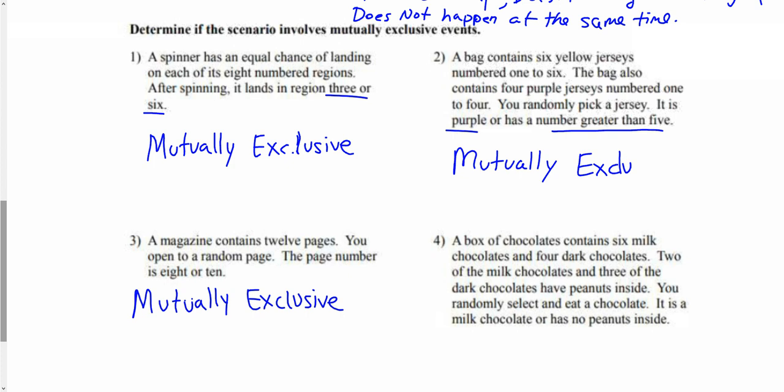So it's a weird concept because it seems backwards. You would think that if you answered no, it's not mutually exclusive, but it's actually the opposite of that.